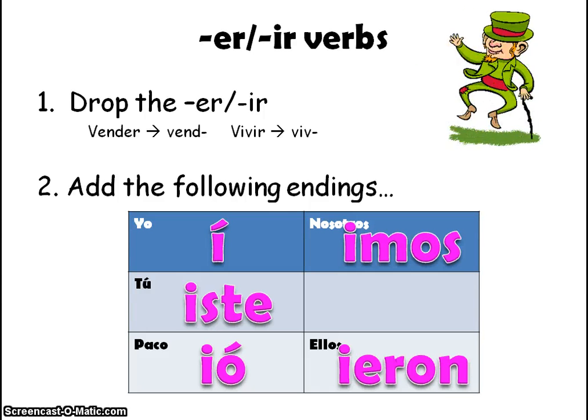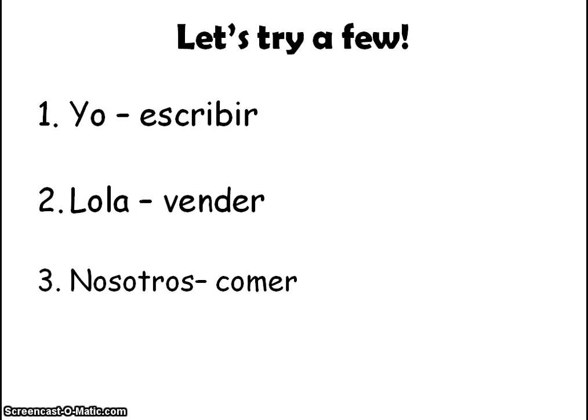Once you feel comfortable with these forms, let's move on and try a few. If you need to go back and look at the forms, you can feel free to do so at any time, and then try to conjugate the verb escribir in the yo form, vender in the Lola or Paco form, and comer in the nosotros form.